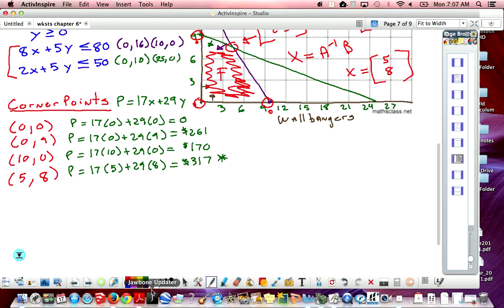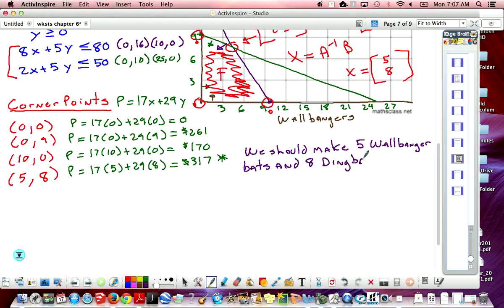We just need to answer the question in a sentence. So we will say, we should make 5 wall banger bats and 8 dingbats to max our profit at $317. All right, that ends the worksheet.